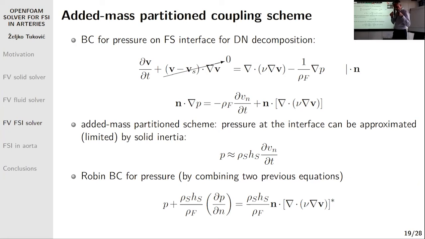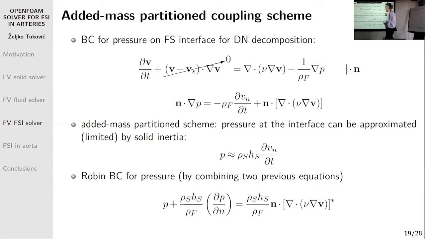For the Dirichlet-Neumann decomposition, we use fixed value for velocity, for displacement, at the fluid side of the interface, but we also have to apply boundary condition for pressure. And this is usually zero gradient, or we can use more accurate boundary condition for pressure, which is actually fixed gradient of pressure. And this fixed gradient can be calculated using expression, which can be derived from the non-conservative differential form of the momentum equation.